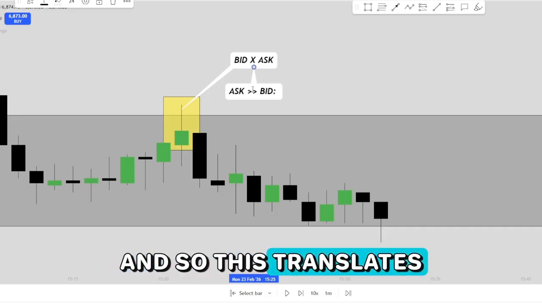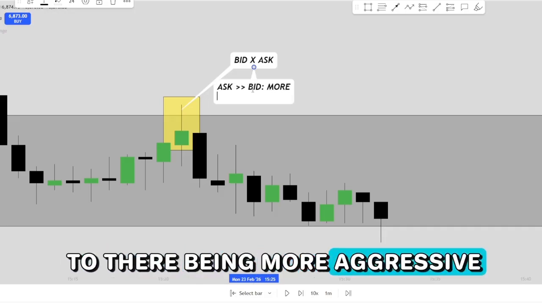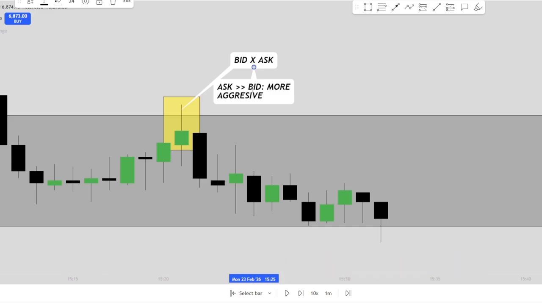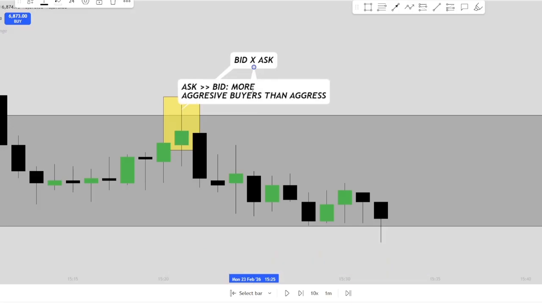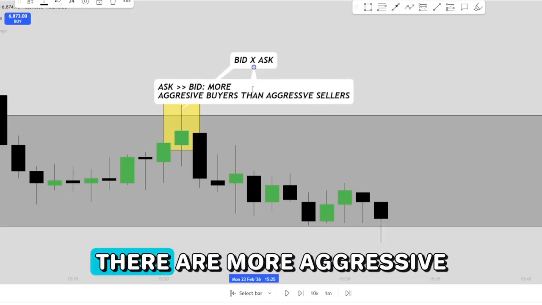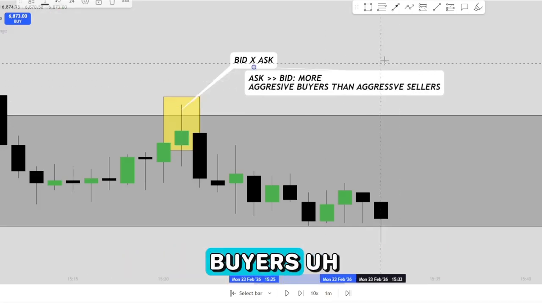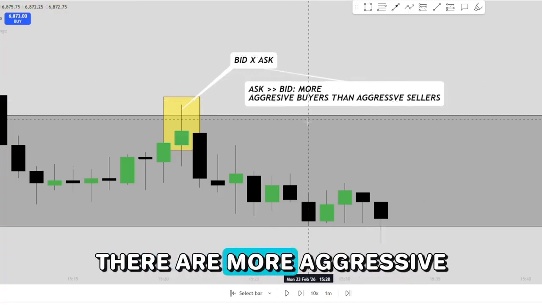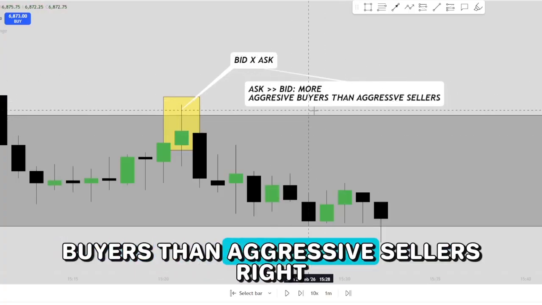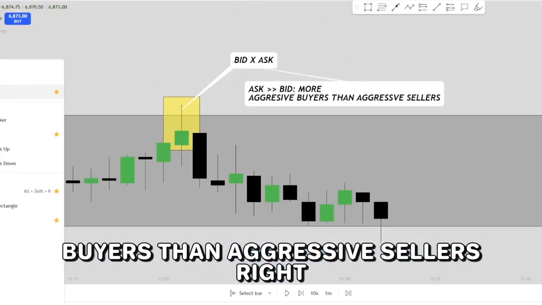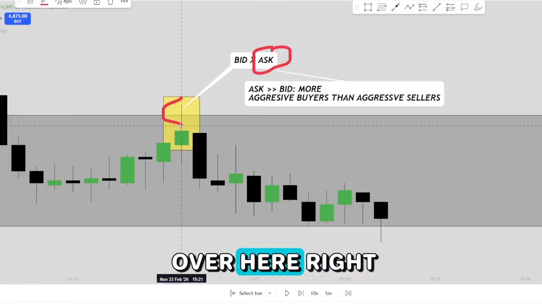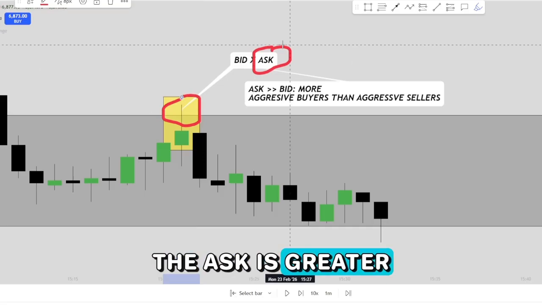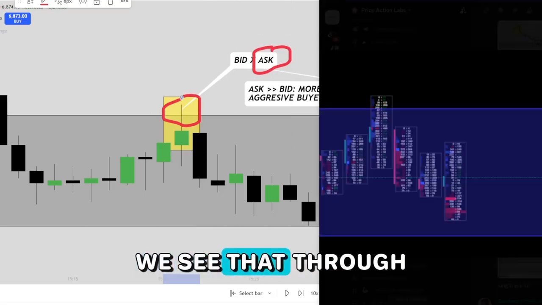And so this translates to there being more aggressive buyers than aggressive sellers, right? There are more aggressive buyers, mind my spelling, there are more aggressive buyers than aggressive sellers, right? That's all that's happening over here. The ask is big over here, right? The ask is greater than the bid, right? We see that through blue delta.